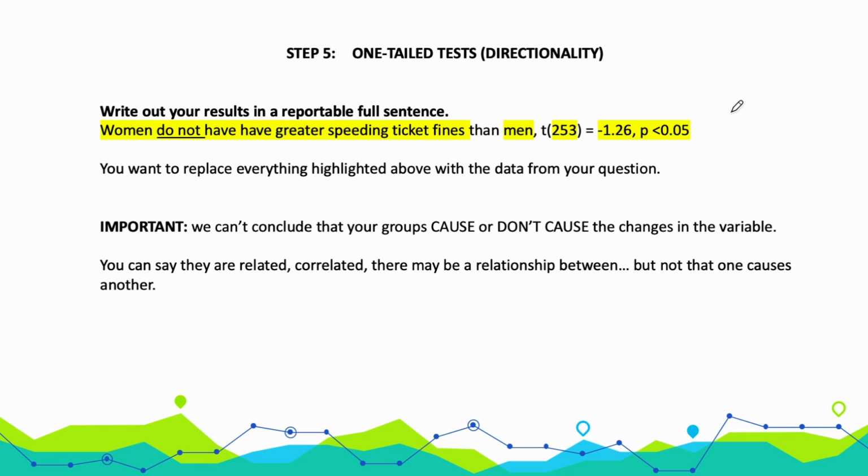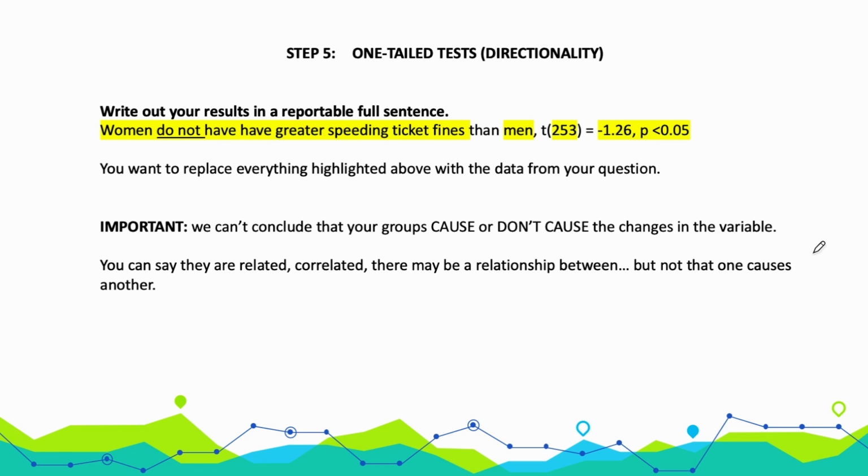For step 5, all we have to do is write out our results in a reportable full sentence. In our case, for this practice problem, we saw that women do not have greater speeding ticket fines than men. And we insert our degrees of freedom here. So t of 253 equals negative 1.26. p is less than 0.05.